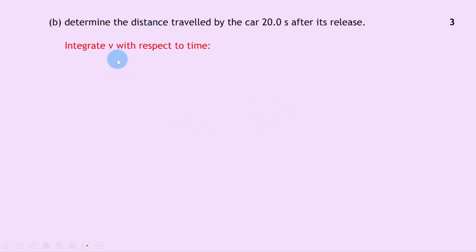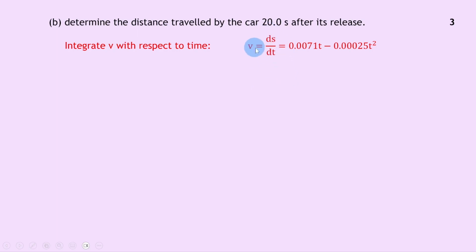So we want to integrate velocity v with respect to time t, so we can rewrite that v is equal to ds by dt is equal to 0.0071 t minus 0.00025 t squared, where all we've done is rewrite v as ds by dt, which is an equation on your relationship sheet.